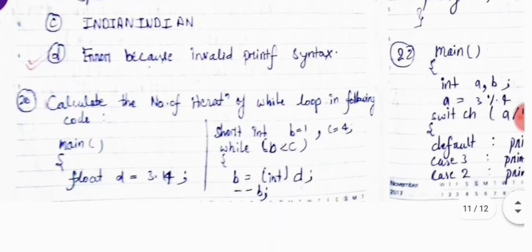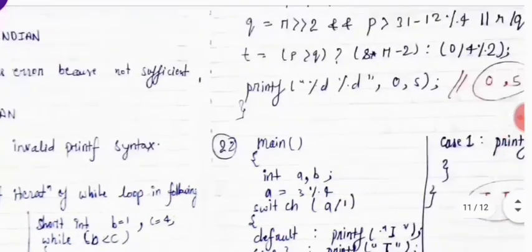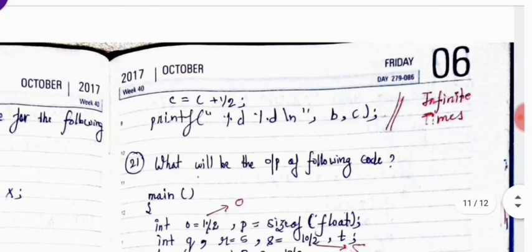Now come to the next question. Calculate the number of iterations of the while loop for the following code. Here the following code is given like this: main, float d = 3.14, short int b = 1, c = 4, and while b is less than or equal to c, b is going to be int d, and decrement the value. Now come to the next code, that is c = c + 1 / 2 and printf with %d two times, with b and c.